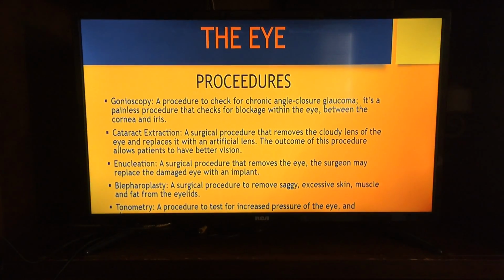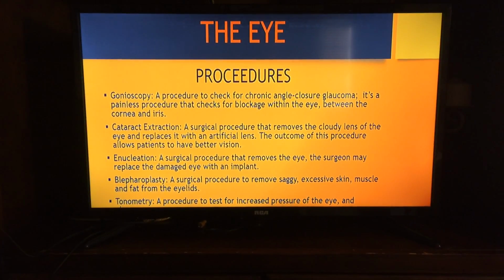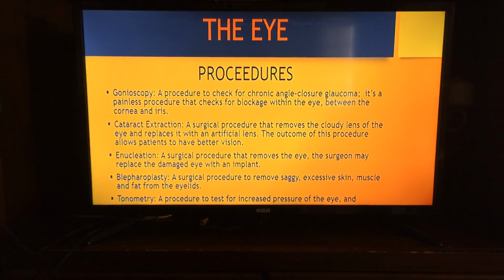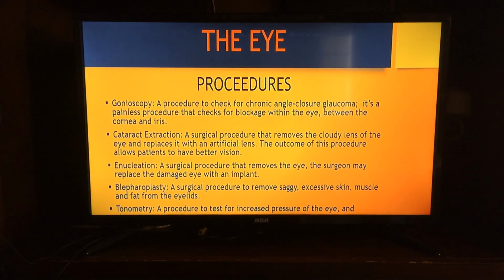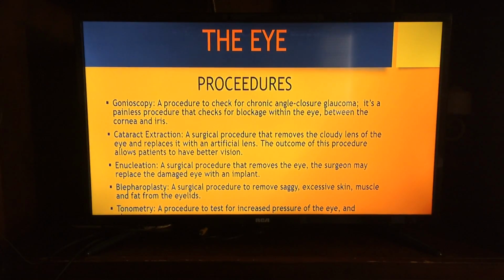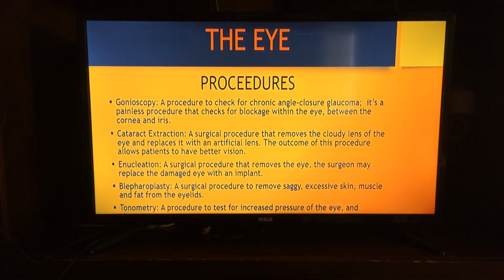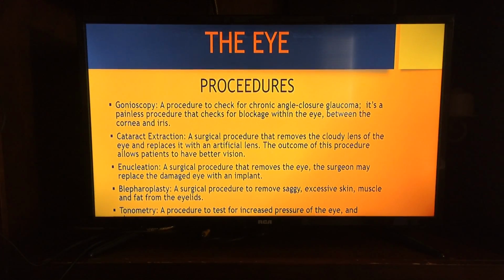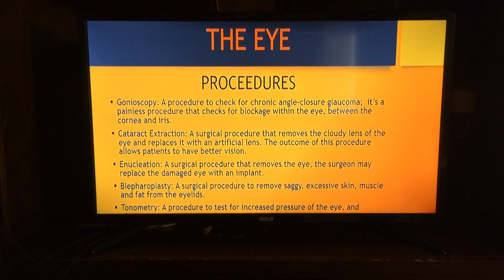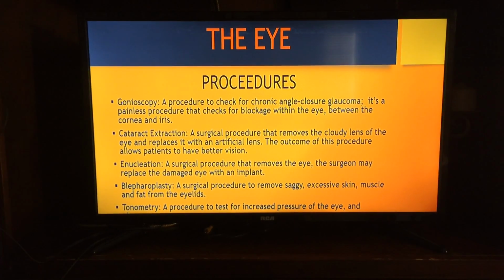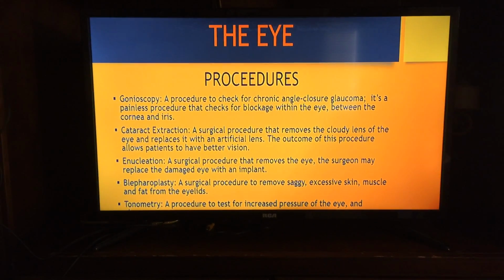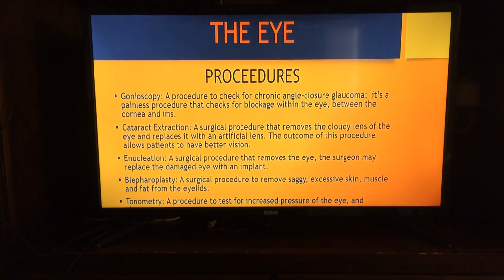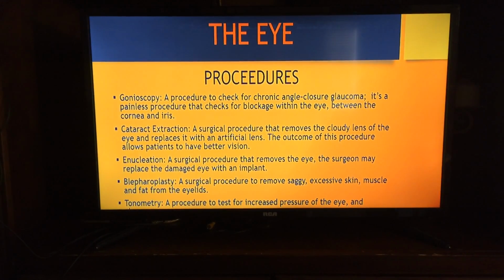Cataract extraction is a surgical procedure that removes the cloudy lens of the eye and replaces it with an artificial lens. Enucleation is a surgical procedure that removes the eye, and the surgeon may replace the damaged eye with an implant. Blepharoplasty is a surgical procedure to remove saggy, excessive skin, muscle, and fat from the eyelids. Tonometry is a procedure to test for increased pressure of the eye in glaucoma.